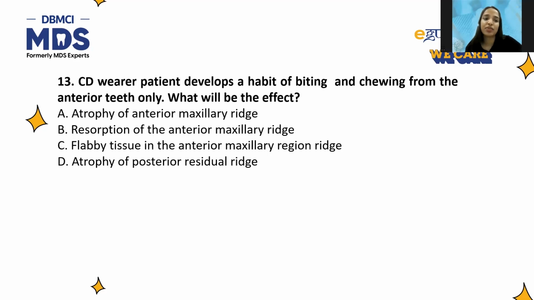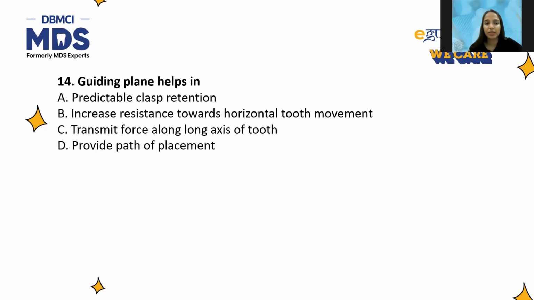But in a situation where I assume this was the exact question, I would go with option number C. The reason is that atrophy of maxillary ridge or resorption or atrophy of posterior residual ridge is not specific. It can happen due to a lot of reasons. But when the patient has an anterior hyperfunction syndrome, a flabby tissue formation in anterior maxillary ridge does happen, and it happens because of the combination of the hyperfunction syndrome. So my correct answer in that situation will be option number C, which is flabby tissue in anterior maxillary ridge.